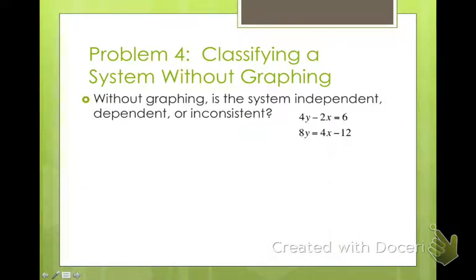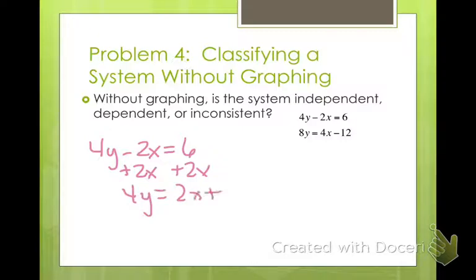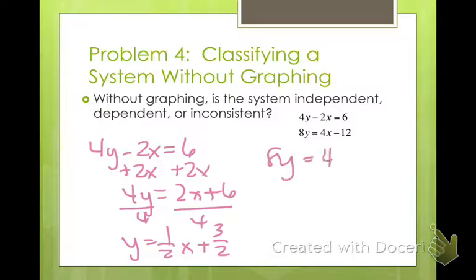Alright, so without graphing, I want you to tell me if these are independent, dependent, or inconsistent. So in order to figure that out, we need to find the slope of each of these lines to see if they cross or not. So I'm going to go ahead and solve each one of these for y to put it in slope-intercept form. It's 2x plus 6 divided by 4. So I get y equals 1/2 x plus 3/2 for one of them. And the other one, y equals 4x minus 12. Divide everything by 8. I get y equals 1/2 x minus 6 with 3/2.